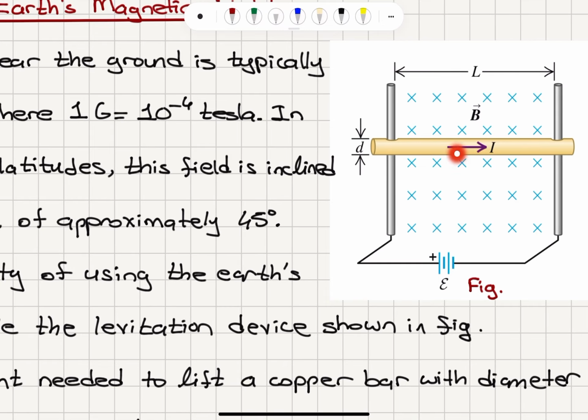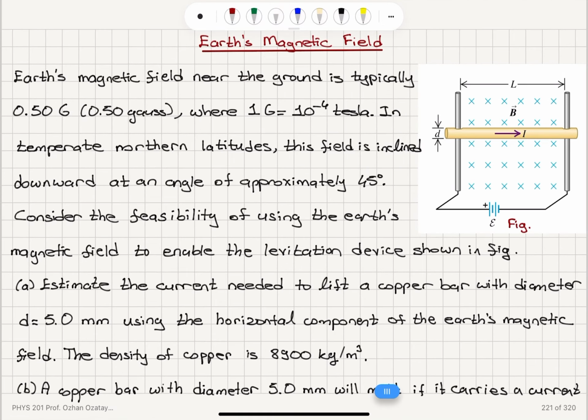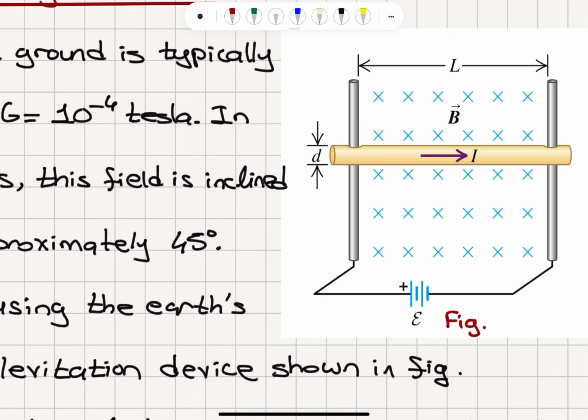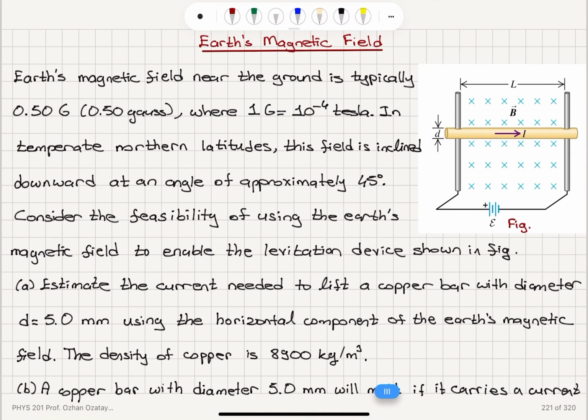So here you can see we have a bar, so we're going to lift this copper bar here. The magnetic field, due to the Earth's magnetic field, has a horizontal component that is into the page, and the diameter of our bar is D, length is L. Part A: estimate the current needed to lift a copper bar with diameter 5 millimeters using the horizontal component of the Earth's magnetic field. The density of copper is 8,900 kilograms per meter cubed.